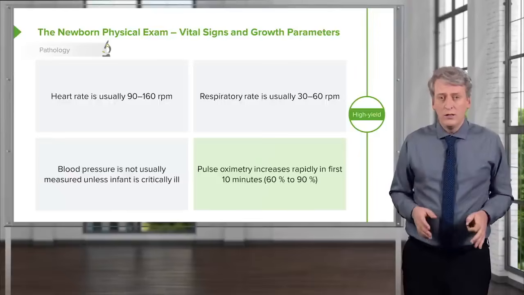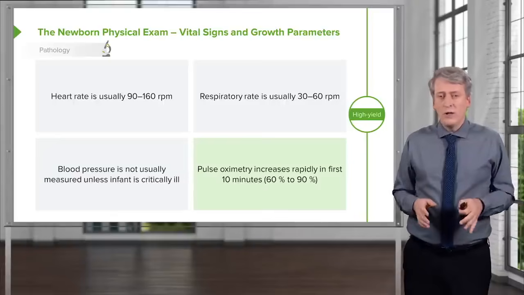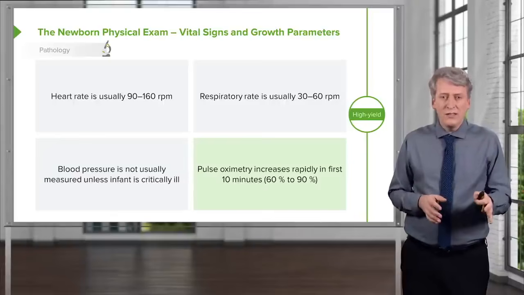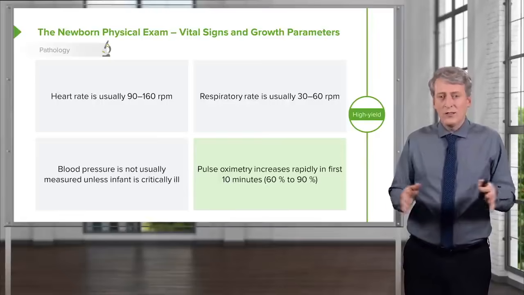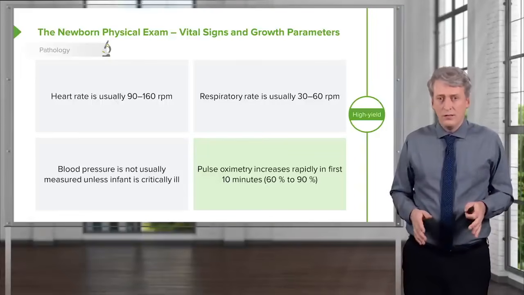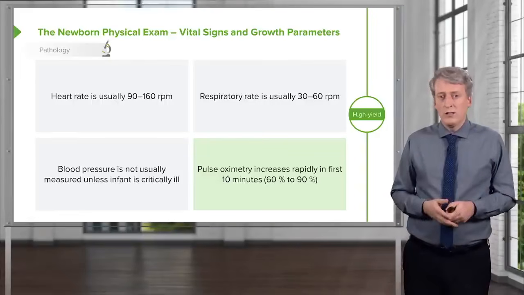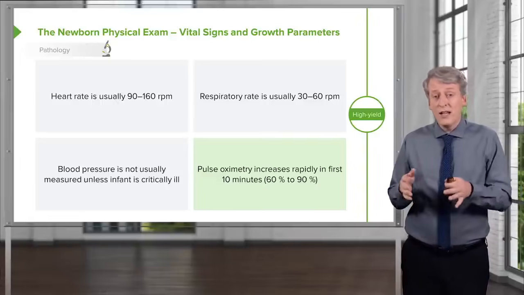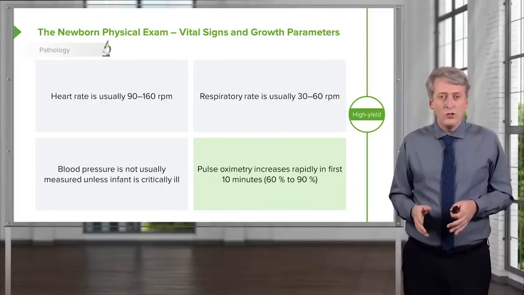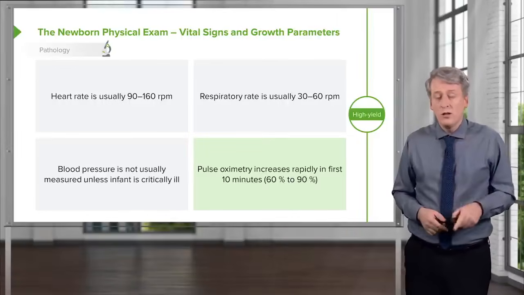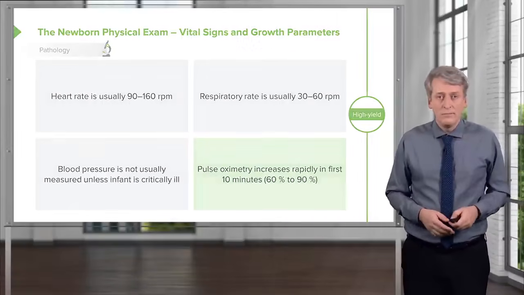And remember, pulse ox is abnormal in the first day of life and very abnormal in the first 10 minutes. During the first 10 minutes, it's normal for an infant to go from 60% at birth to 90%. Then it can take the rest of the day to go up to 100%. Expect abnormalities in the pulse ox early. In the second day of life, the pulse ox should pretty much be normal. In fact, many centers use pulse ox as a screen for congenital heart disease.